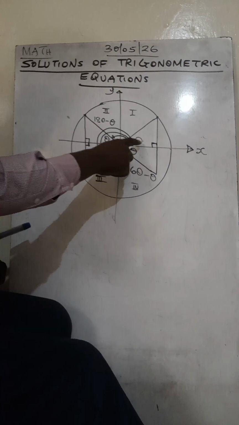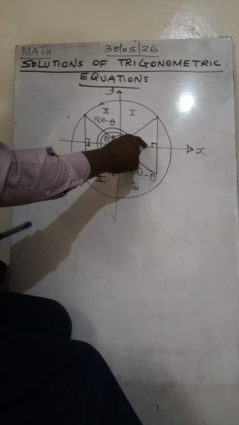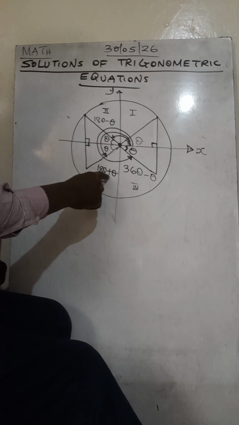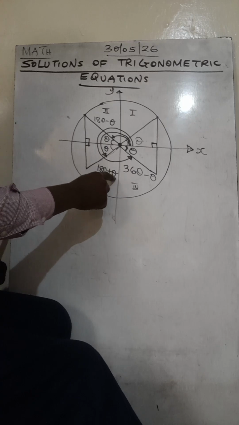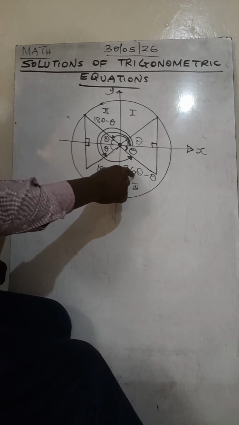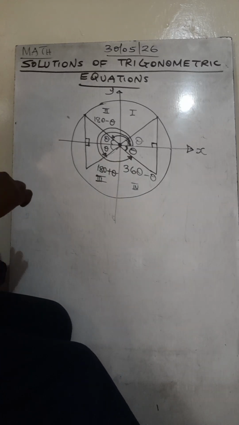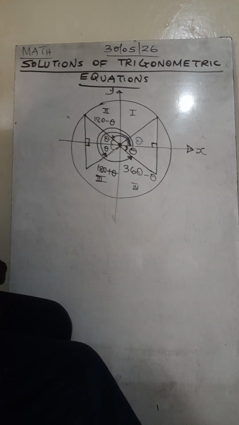So in the first quadrant it is theta. In the second quadrant it is 180 minus theta. In the third quadrant it is 180 plus theta. In the fourth quadrant it is 360 minus theta. That is how you find all possible values that satisfy a given trigonometric equation.